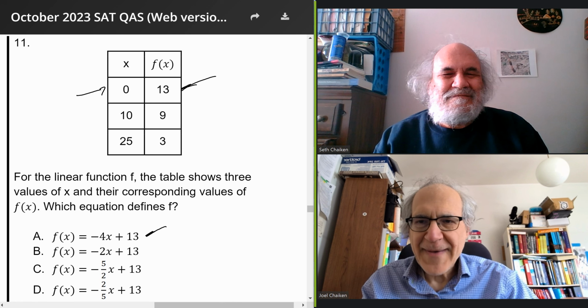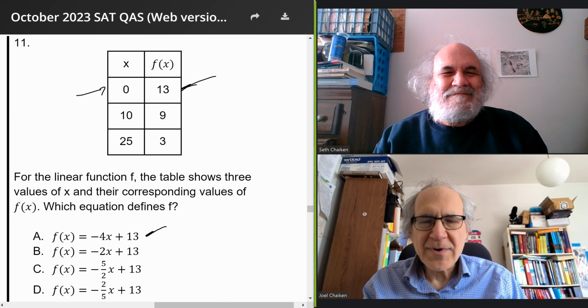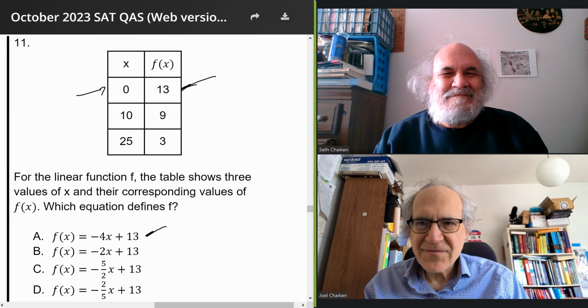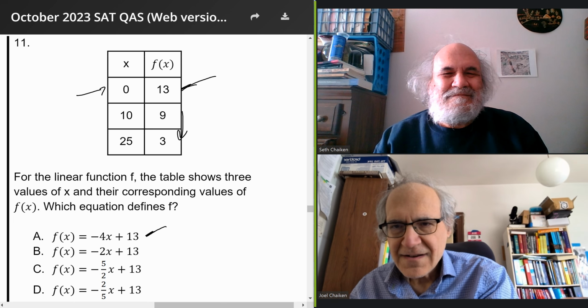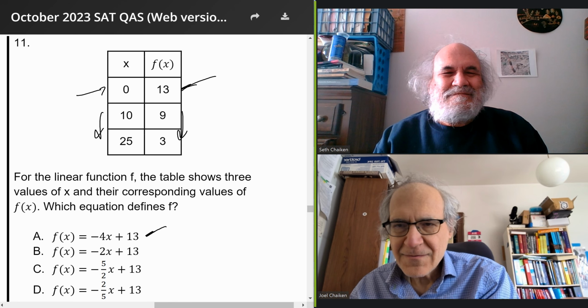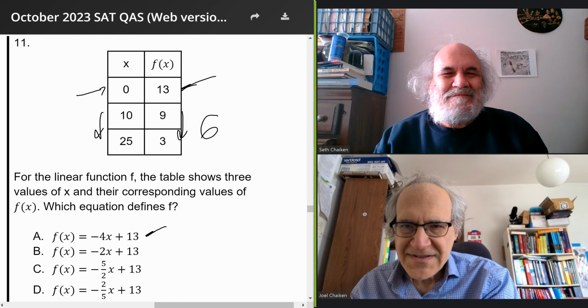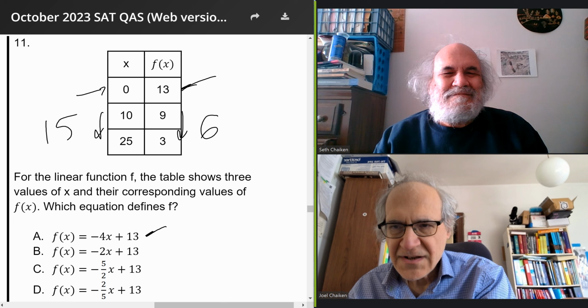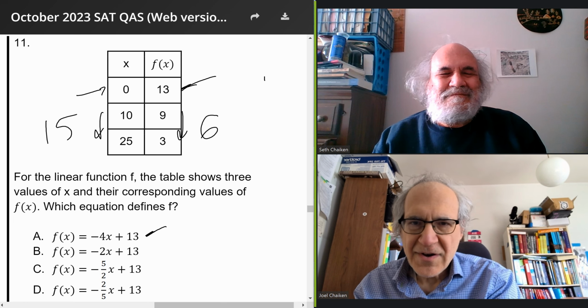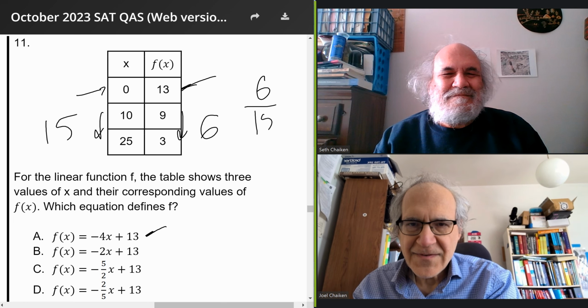So we may actually have to think about this. We could probably look for patterns, but maybe the easiest thing is just look for the slope, which is the difference between the y's. The difference here is 6, and the difference here is 15. So the slope is going to be 6 over 15.